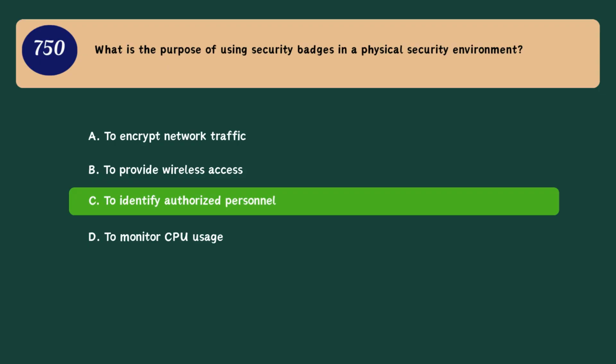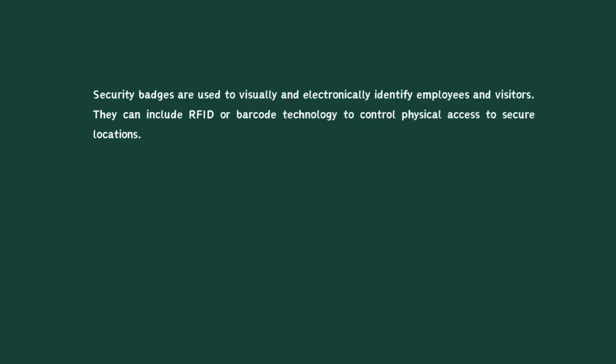Correct answer: C. To identify authorized personnel. Security badges are used to visually and electronically identify employees and visitors. They can include RFID or barcode technology to control physical access to secure locations.